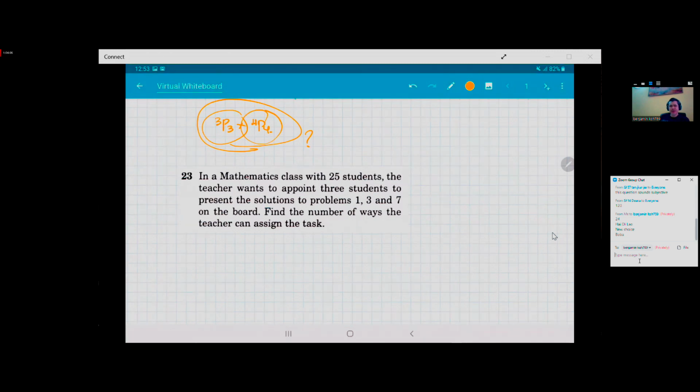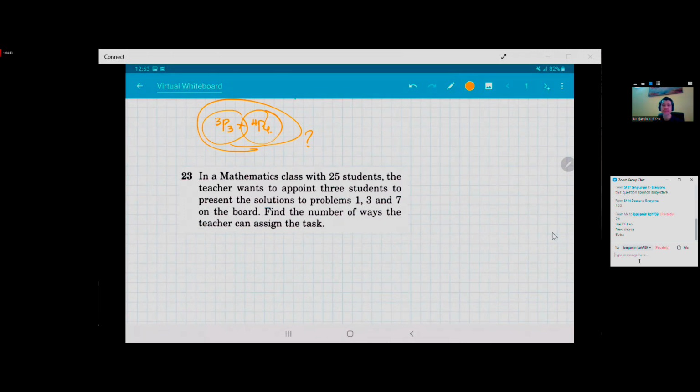In a math class with 25 students, the teacher wants to appoint. Okay, maksudnya dalam sebuah kelas terdapat 25 orang pelajar. Cikgu nak pilih 3 orang pelajar untuk menjawab soalan nombor 1, nombor 3 dan nombor 7. Cari bilangan cara untuk memilih pelajar untuk menjawab ketiga-tiga soalan tersebut. Boleh faham? So, what is the answer? How do I pick 3 students to answer question number 1, question number 3, and question number 7? That is the question.